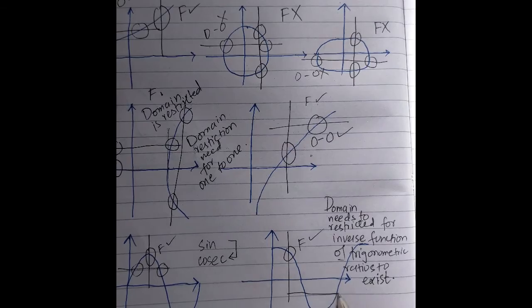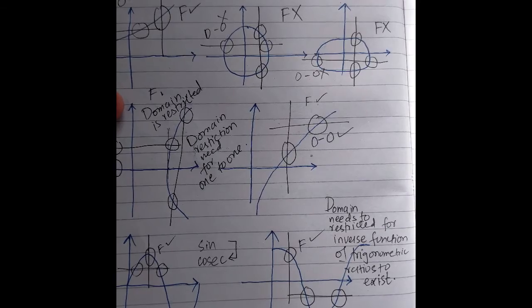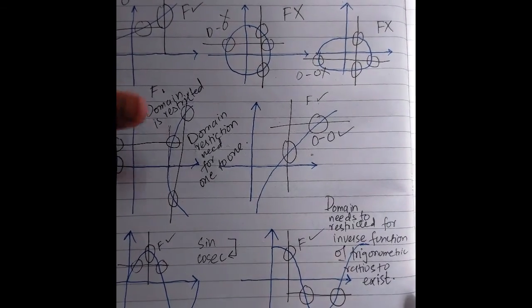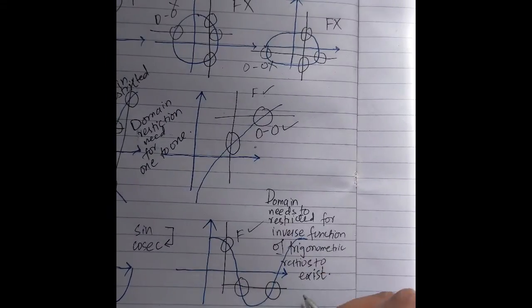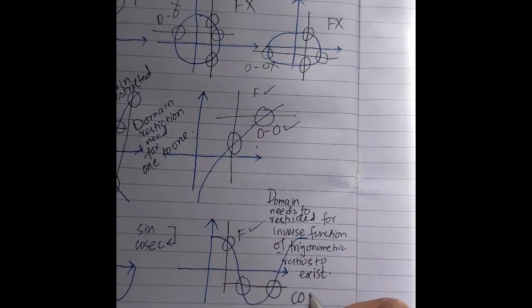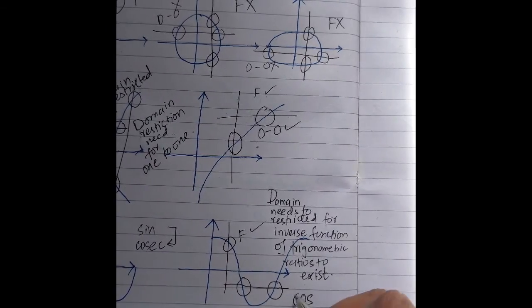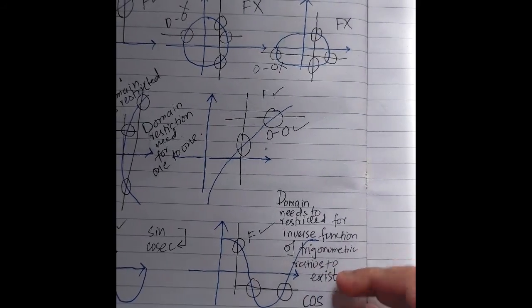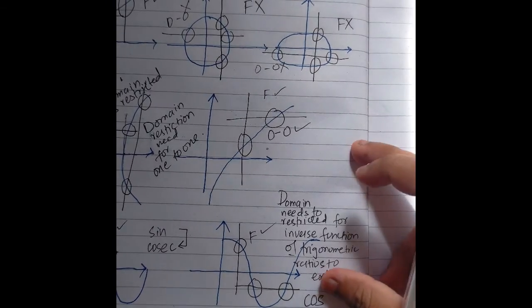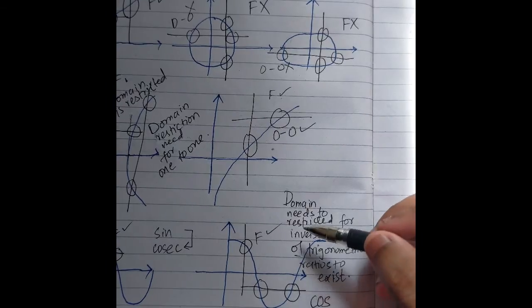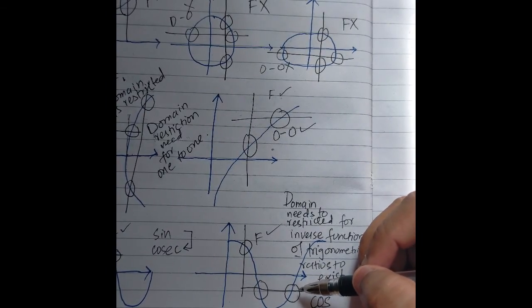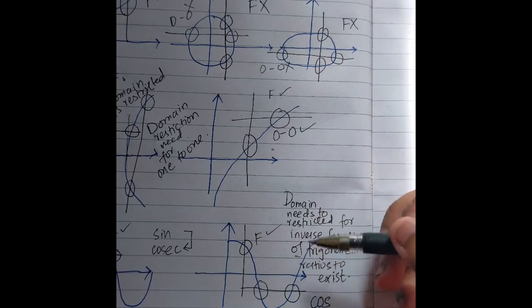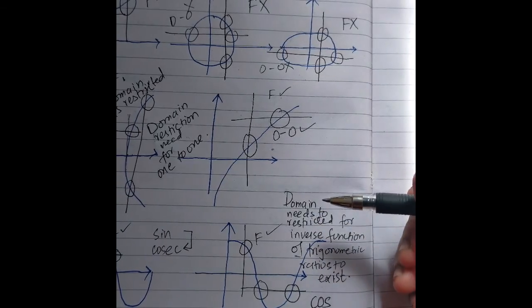Here also you can see that if I perform the horizontal line test, the horizontal line cuts in two places. This means that the inverse of cos does not exist. But when we study trigonometry, we see that the inverse of cos is secant. These are the short forms. We will study them in detail in the chapter of trigonometry. So for the inverse of trigonometric ratios to exist, we need to restrict the domain of the trigonometric functions.